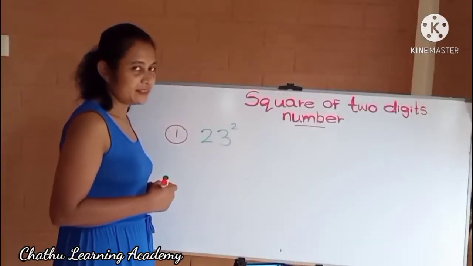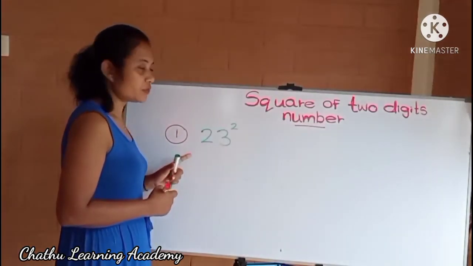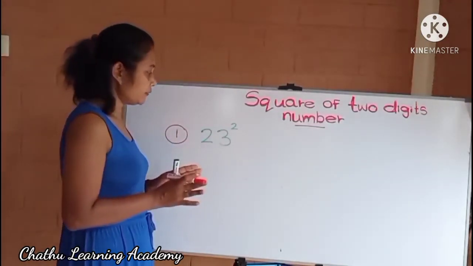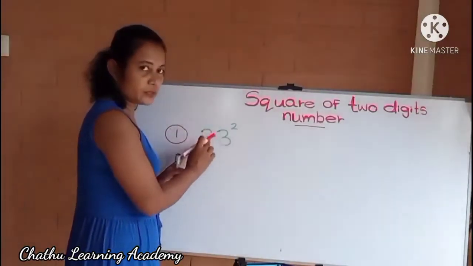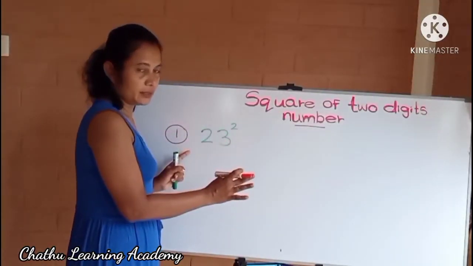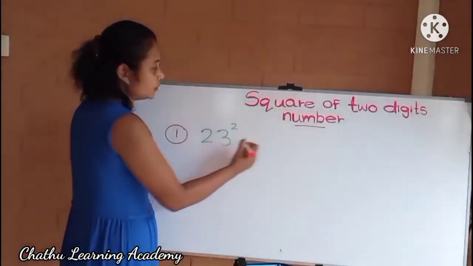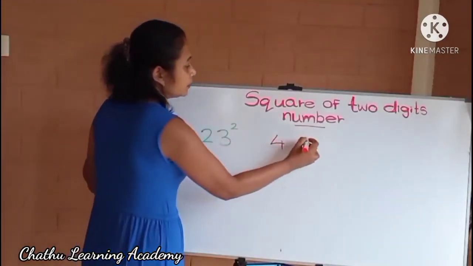Now I will explain this technique by using this example. Here we want to find the square of 23. Then this is the method. As the first step, you need to get the square of these two digits separately. Square of 2 is equal to 4. Square of 3 is equal to 9.